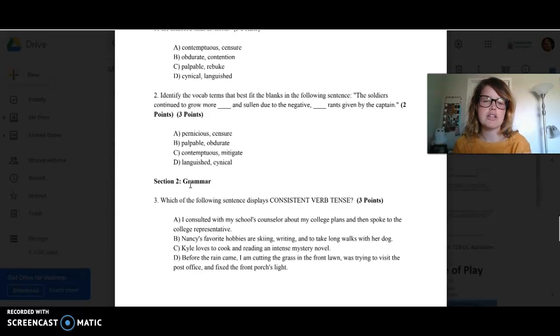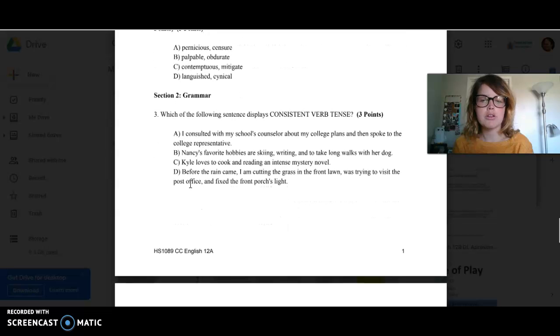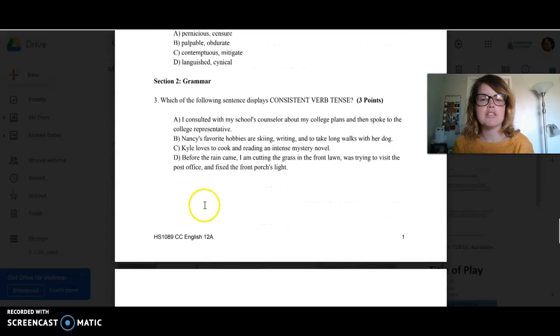For section 2, it's grammar. Which of the following sentences displays consistent verb tense? So think about that. Consistent verb tense.